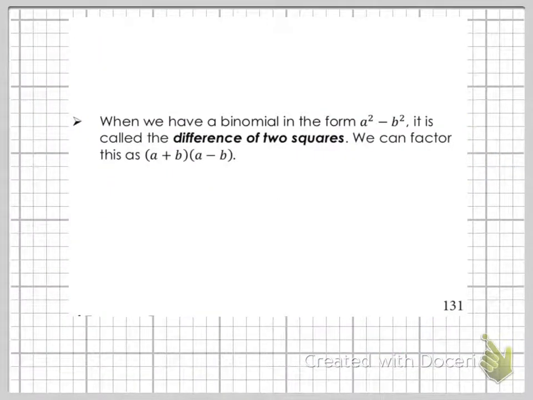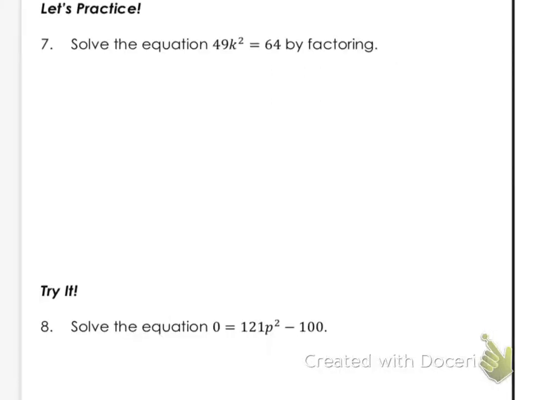All right, so this is called the difference of two squares. It says when we have a binomial in the form of a squared minus b squared, that is called the difference of two squares. We can factor this as a plus b times a minus b. All right, here we go.